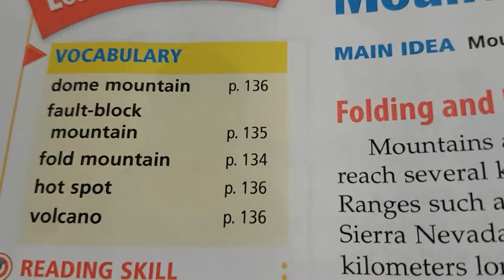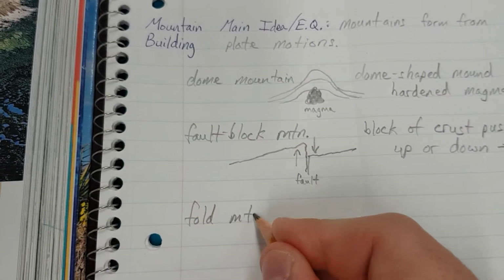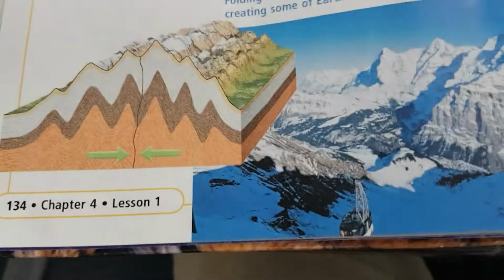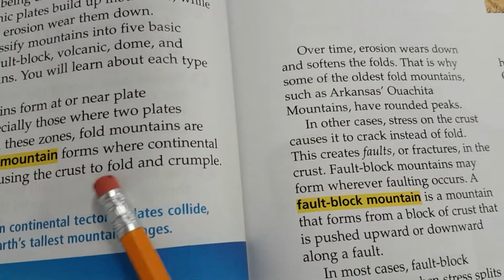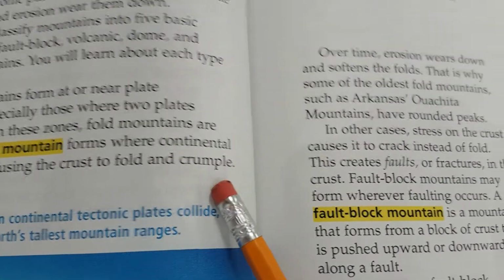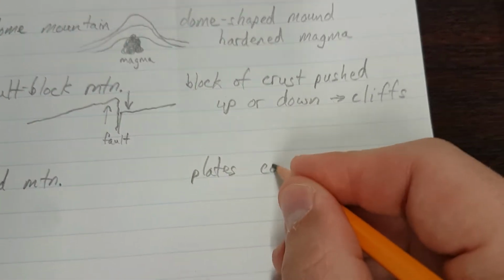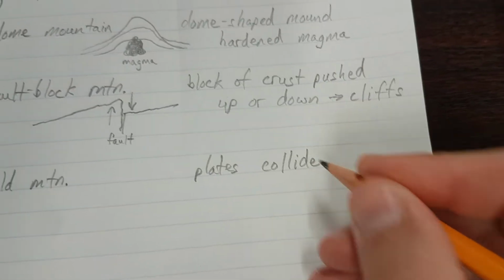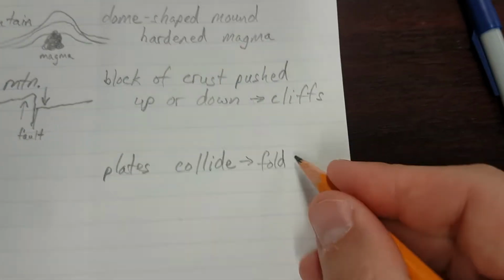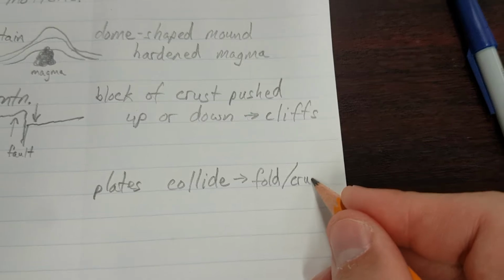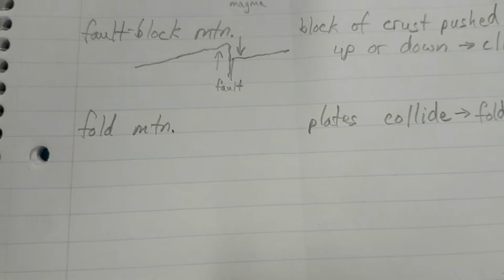Next one, fold mountain, MTN period. There's the fold mountain right there. A fold mountain forms where continental plates collide, causing the crust to fold and crumple. Okay. Plates collide, arrow, fold, slash crumple. Let's draw a picture of that.